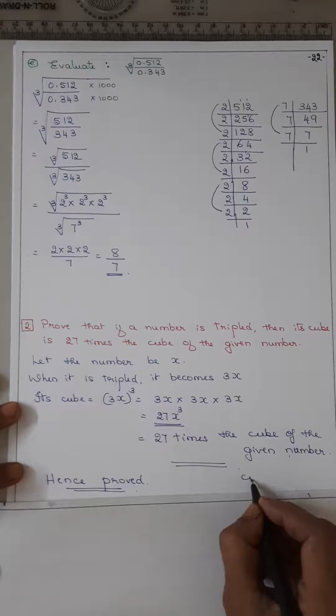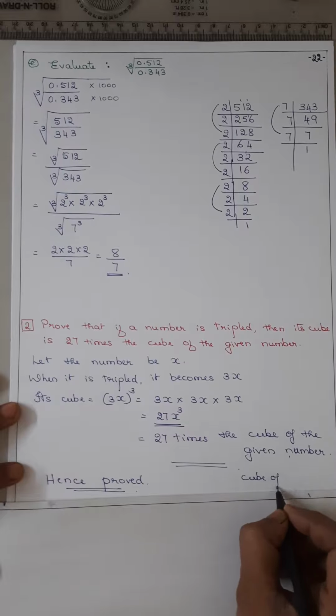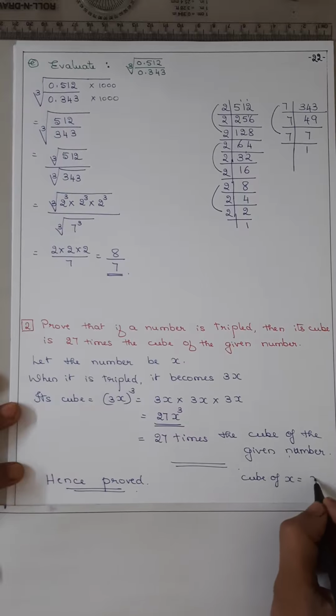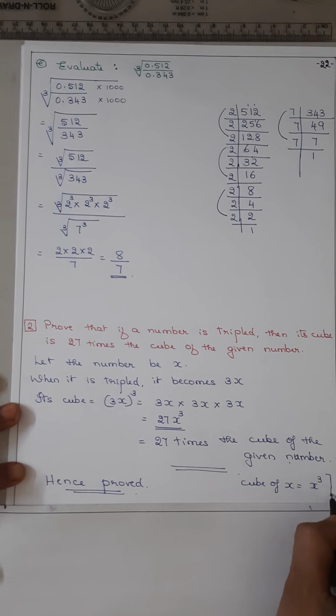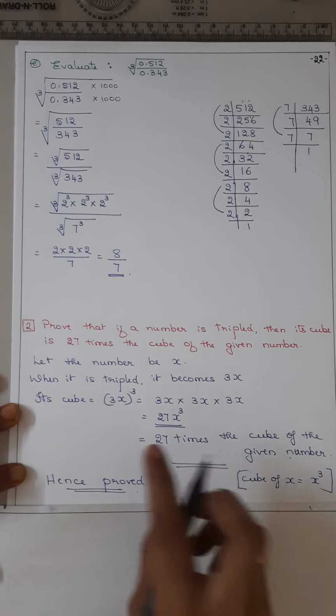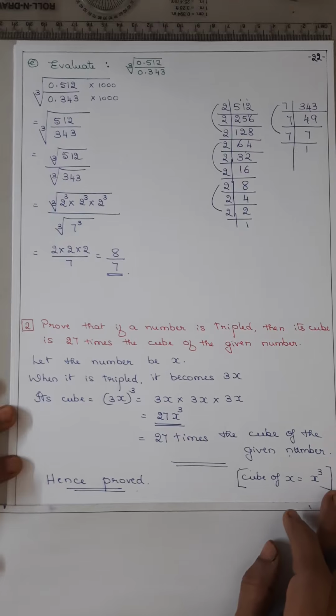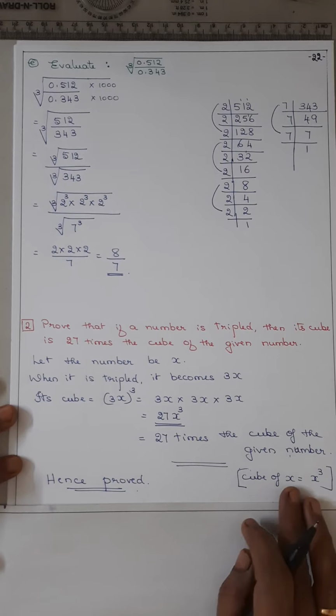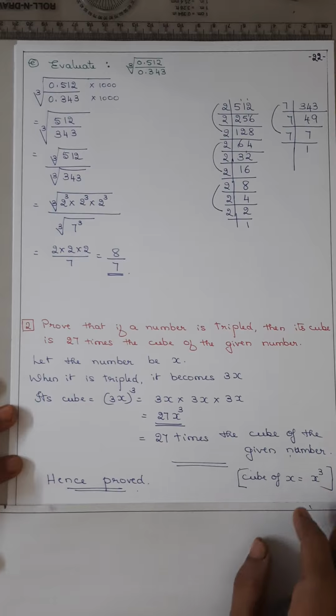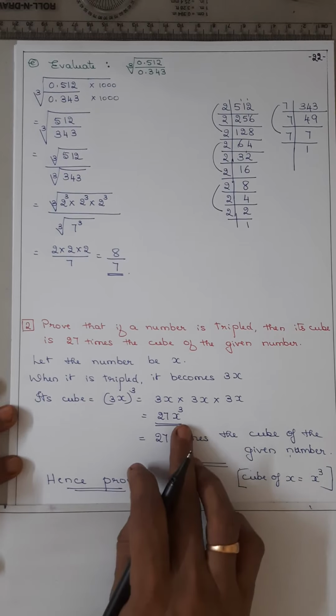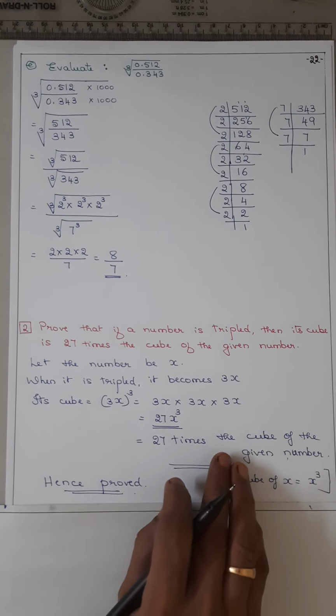Why? Because the cube of x is x cube. 27 times the cube of the given number: the number is x, so x cube. 27 times the cube of x.